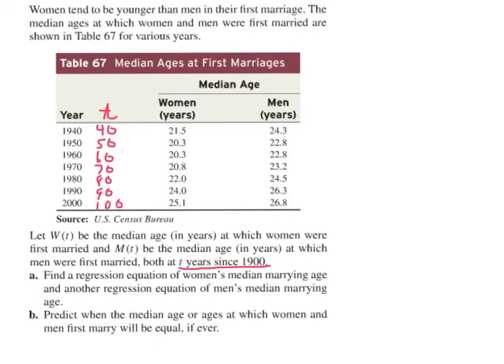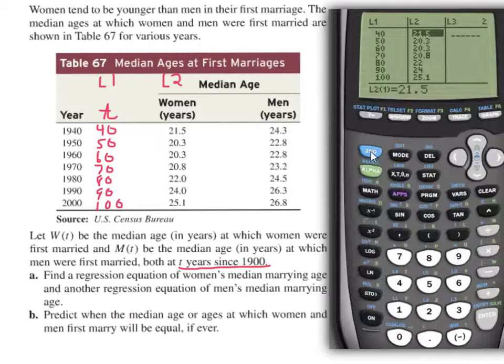And so to do a regression equation for women, let's start with that. We would go in our calculator and we'd put the T into L1 and women's ages at which they get married into L2. And then we could make a scatter plot of that, and based on the picture, decide what kind of regression might work and get a regression model for women. So I've put this data into my calculator with the time in L1 and the women's ages in L2.